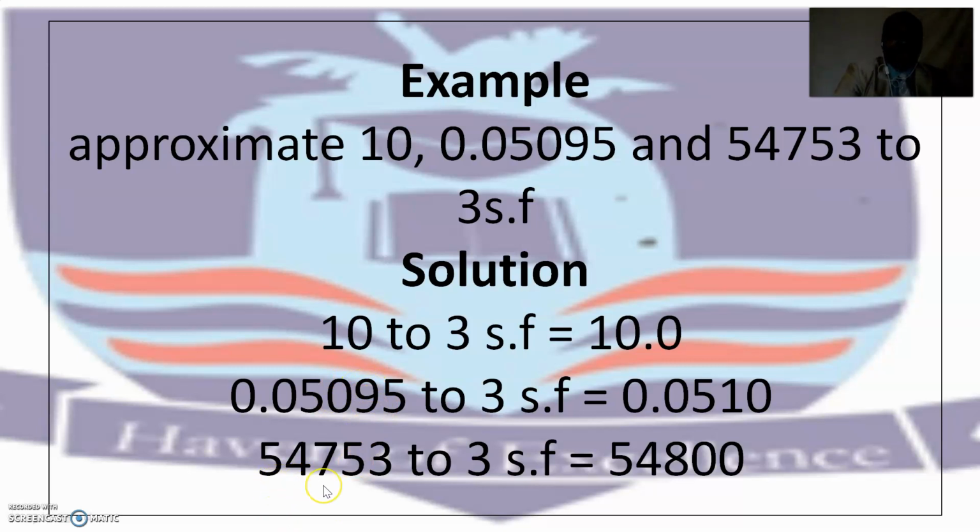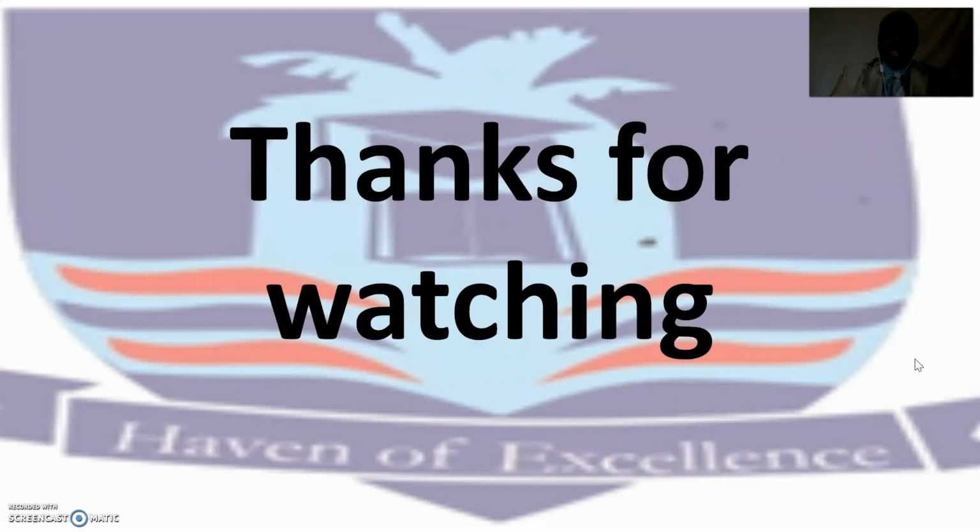And for the number 54,753, the first 3 significant figures are 5, 4, and 7. We are going to round off everything after it. That means rounding down 3 and rounding up 5 to give us 54,800. I hope you're able to learn something new today.